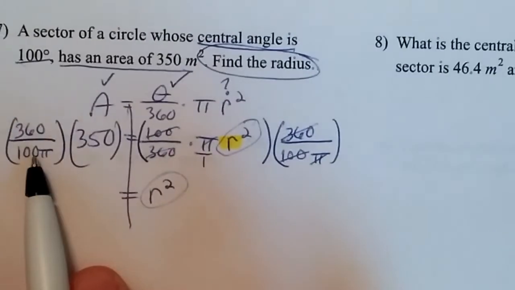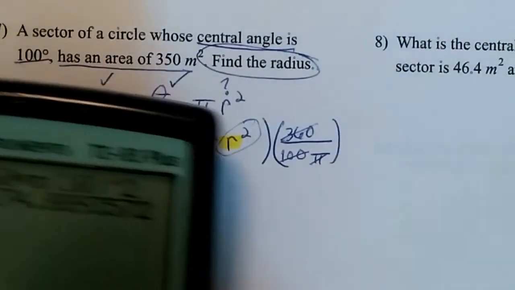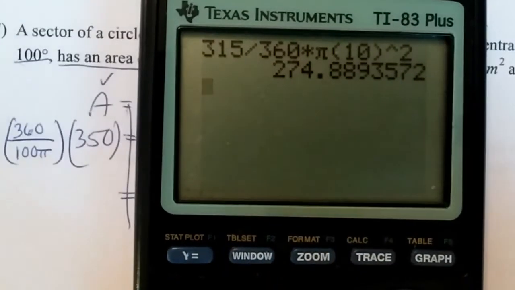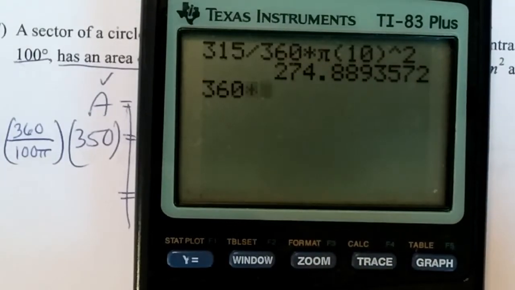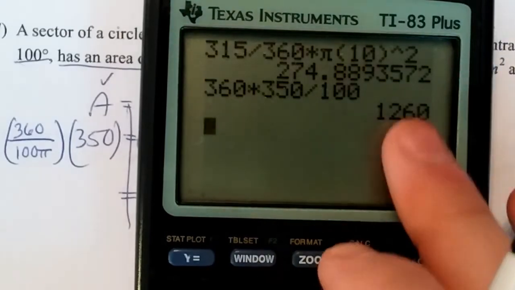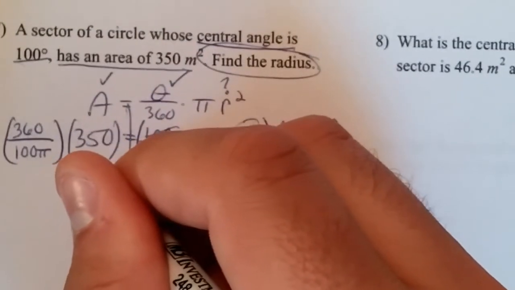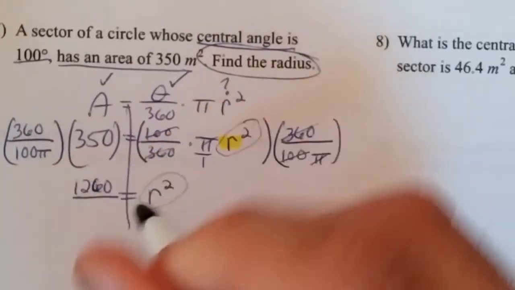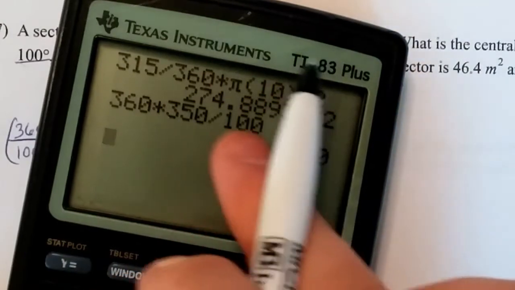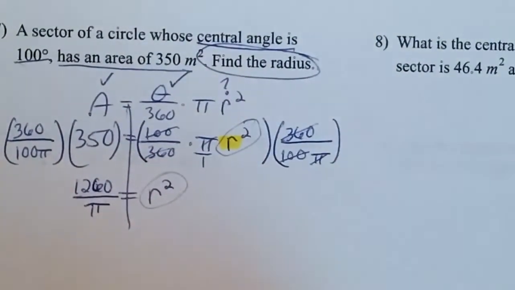360 times 350 over 100. If you can, keep things exact. So I'm going to try to calculate this without typing pi in the calculator. So 360 times 350 divided by 100. I get 1,260. And since I didn't type pi in the calculator, as you can see, I did not type pi in that second step. Pi is still underneath the fraction. All right?